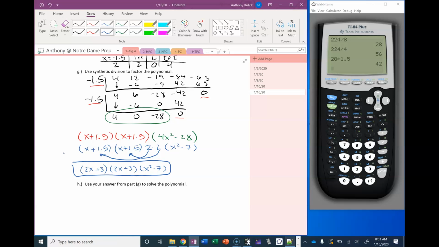Joanne? So I factored a 4 out of 4x squared minus 28. So 4 divided by 4 is just 1, so I have 1x squared. And 28 divided by 4 is 7. So that's where the 7 came from. Elena?